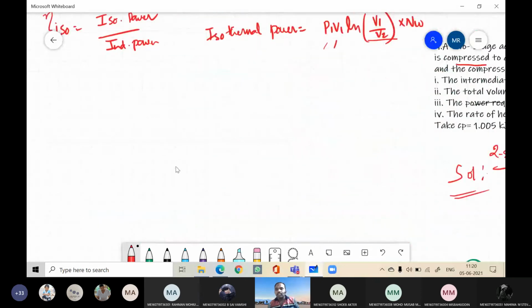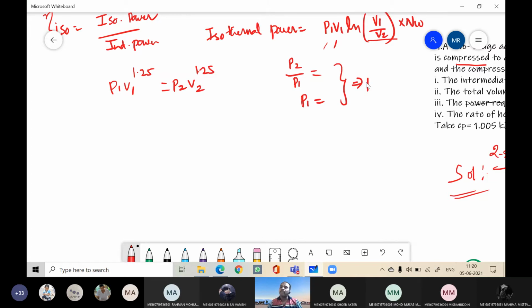So we can do it like this. P1 V1 power 1.25 is equals to P2 V2 power 1.25. In this one, we know the pressure ratio P2 by P1 and the P1 value. By using these two, we can calculate P2 also. Therefore, we can calculate V2. Once you know P1, P2, V1, V2 can be calculated. Agree? Now isothermal power is there, indicated power already calculated. Therefore, isothermal efficiency can be calculated.